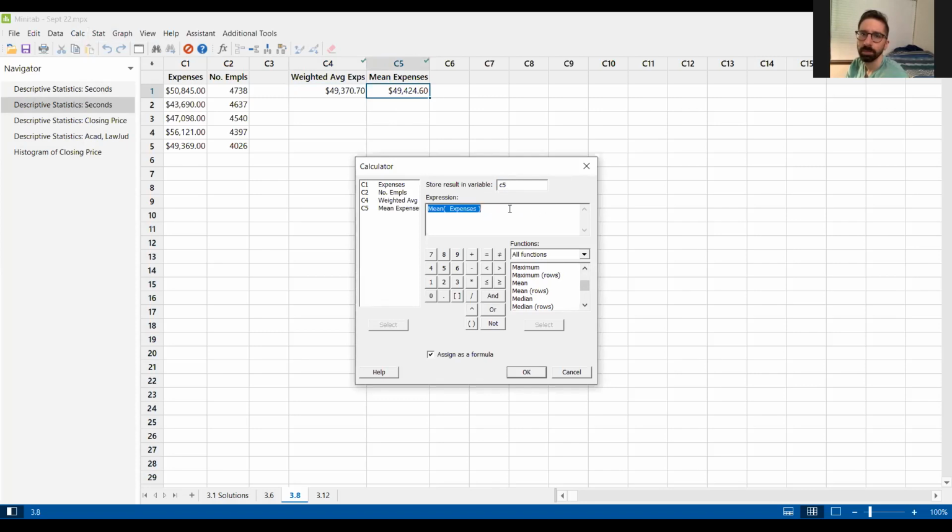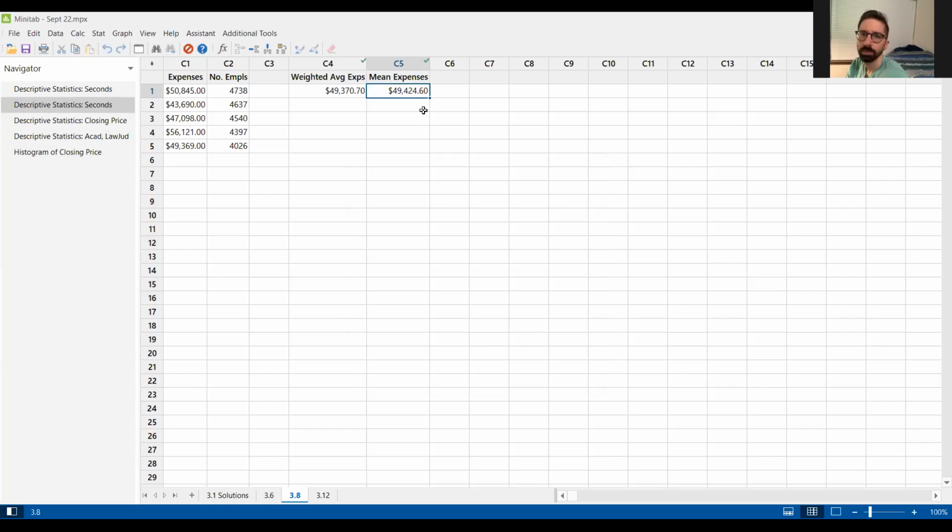And then this would simply be the mean of expenses. Now, there's not much of a difference here, and the reason is that these weights are not that far apart. There's not a huge difference between them. So there's some difference, but not a significant difference. But that's how you do it in Minitab.